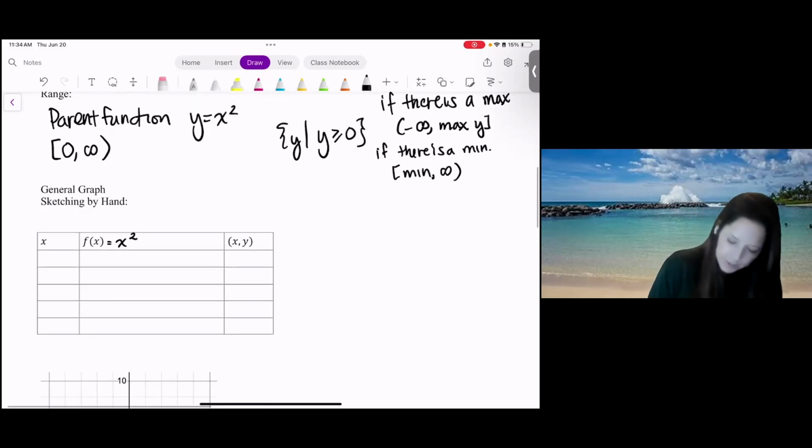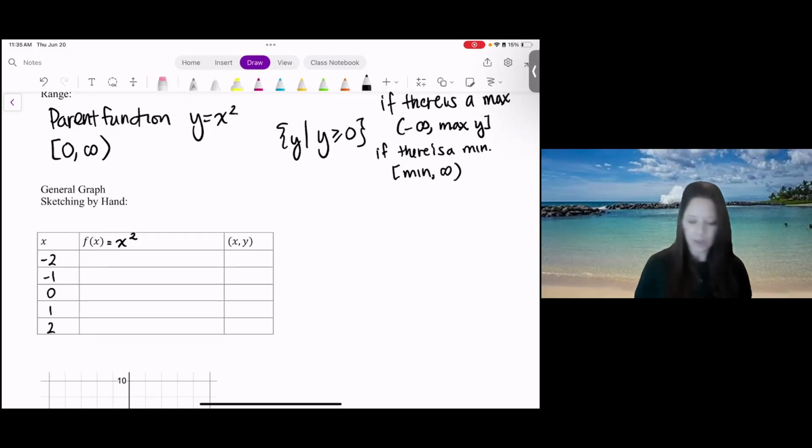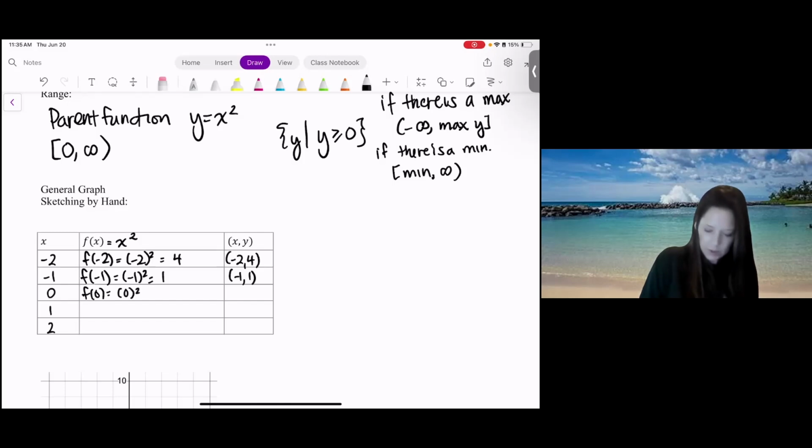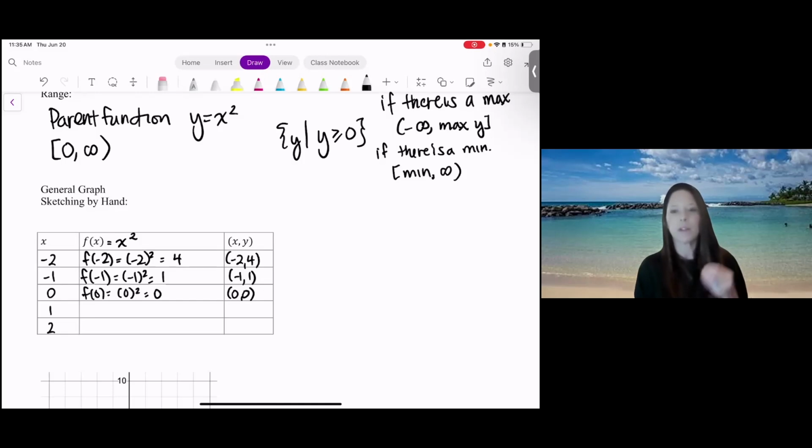I'm going to then take the points -2, -1, 0, 1, and 2, and use my table here. F of -2 is going to take -2 and square it. Again, -2 times -2 is +4, which gives me the point (-2, 4). F of -1 is -1 squared. -1 times -1 is +1. That means I have the point (-1, 1). F of 0 is equal to 0 squared. 0 times 0 is 0. I then have the point (0, 0), which means my parent function goes through the origin.